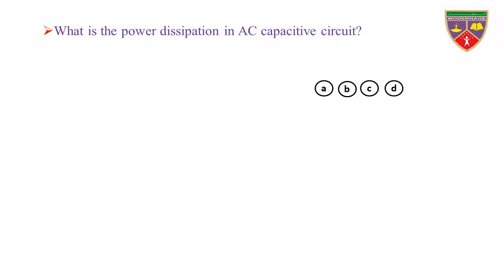What is the power dissipation in AC capacitive circuit? Option A 0, option B ImVm, option C Irms, or option D I square rms. The key is 0. Therefore, correct option is A.